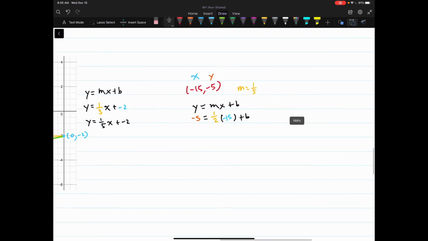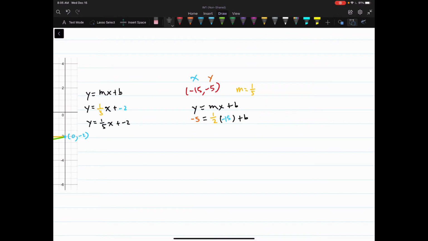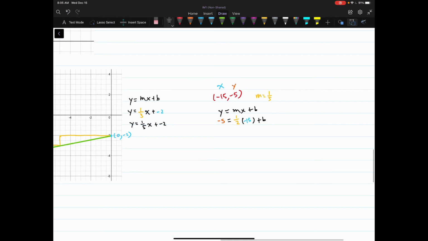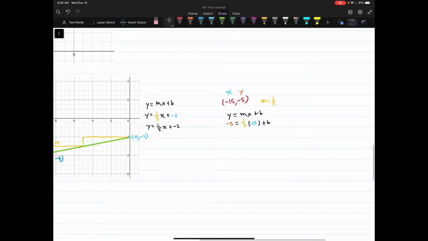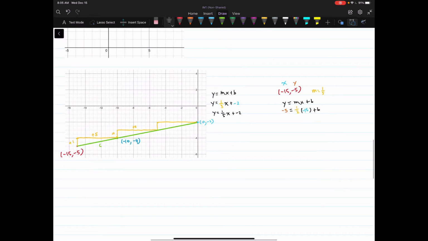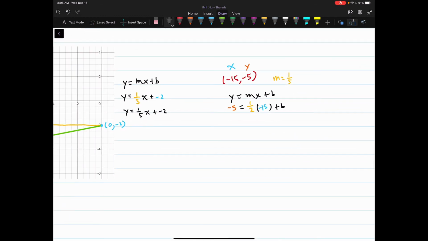Okay. So if we take a look here, this seems a little bit off. Negative 15 seems right to me. Oh, sorry, it's 1 over 5, not 1 over 2. My bad. Okay, so what we're going to do is negative 5 is equal to 1 over 5, which is the slope, times negative 15, which is the x coordinate right there.